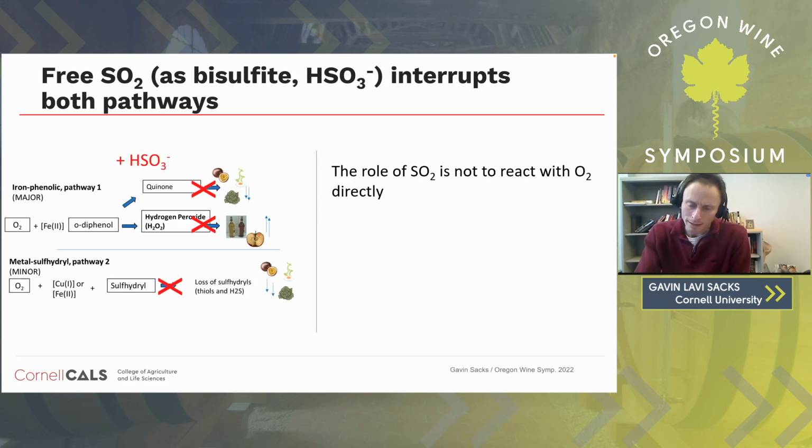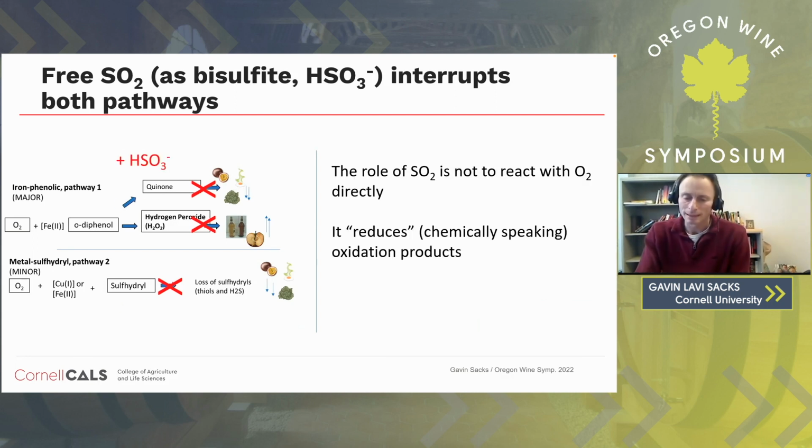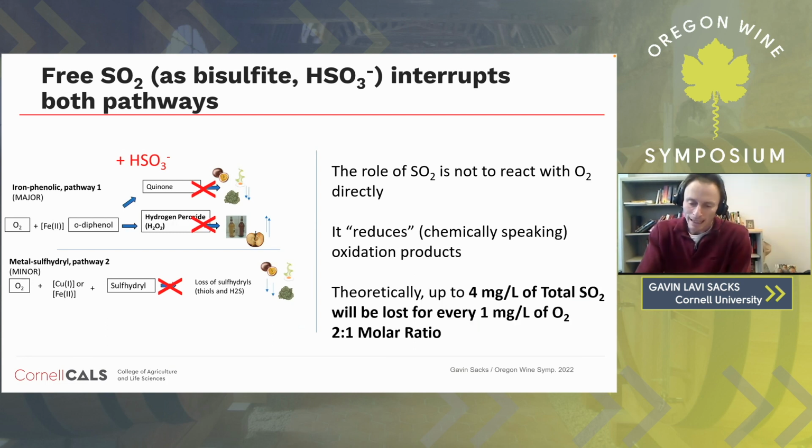So again, the role is not direct consumption. It is a reducing agent. It does the opposite of oxidation. It will chemically reduce those oxidized intermediates, and that's what prevents oxidized changes or chemical oxidation from happening to your wine. And especially if it's the iron phenolic pathway, if that's the only pathway happening, we expect to see 4 milligrams per liter of SO2 total get consumed for every 1 milligram per liter of oxygen.